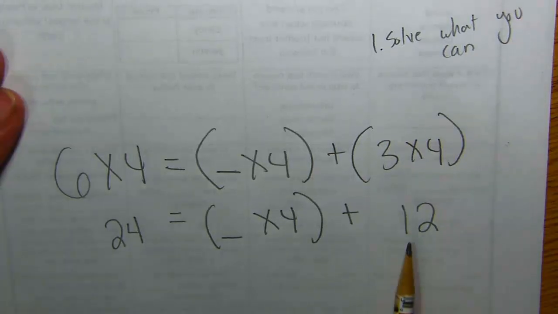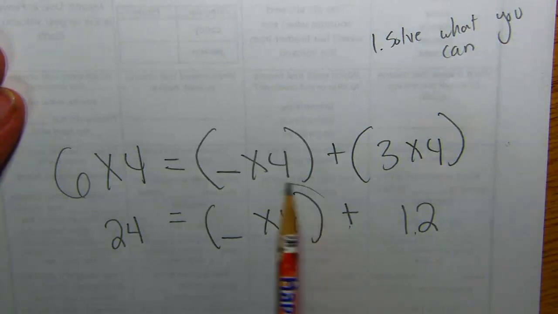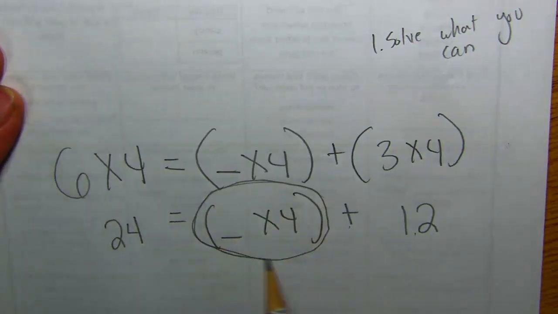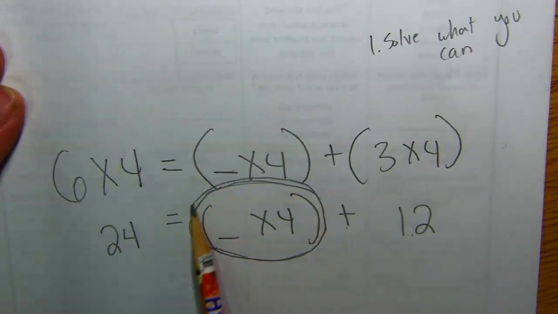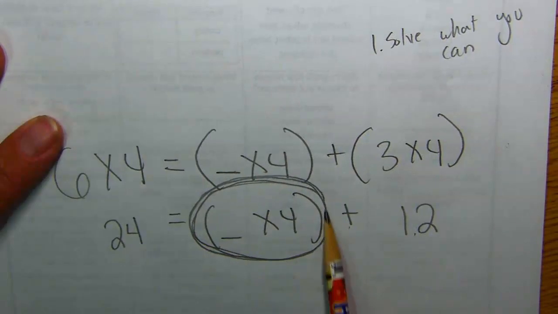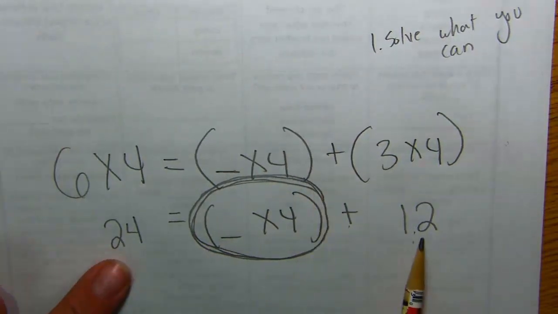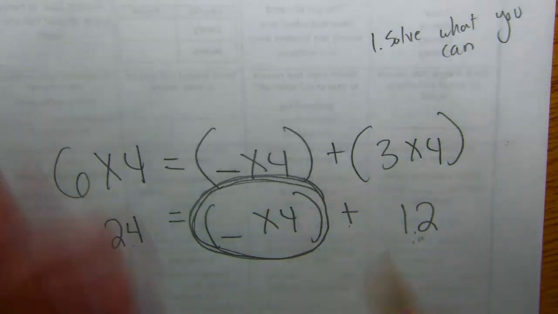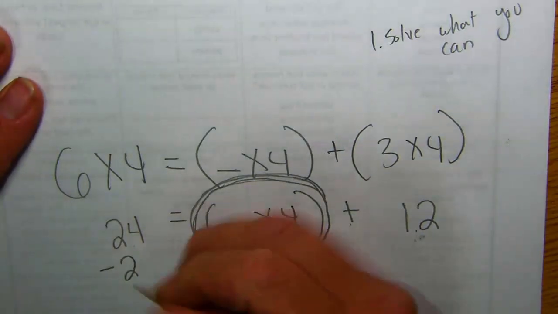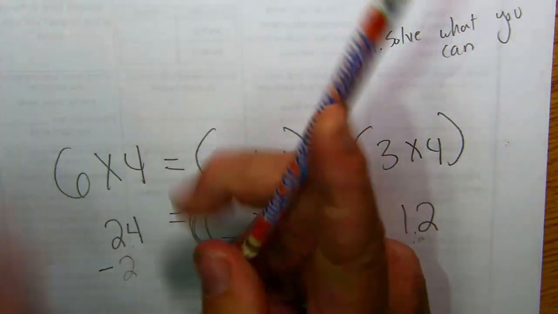Now this next step, 12 plus what? See how I'm circling the what? 12 plus what gives me 24? What is the difference between 12 and 24? I need to add something to 12 to get to 24. So there's a difference there. To figure out what that difference is, I can subtract 12.